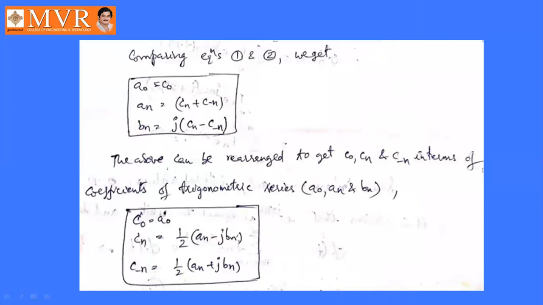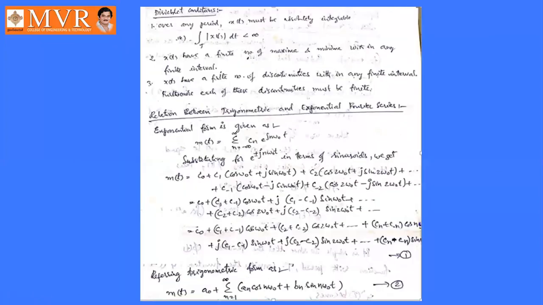Okay, comparing equations 1 and 2, we get a naught equal to c naught, right? Here c naught is there, here a naught is there. A naught and c naught are both equal, right?